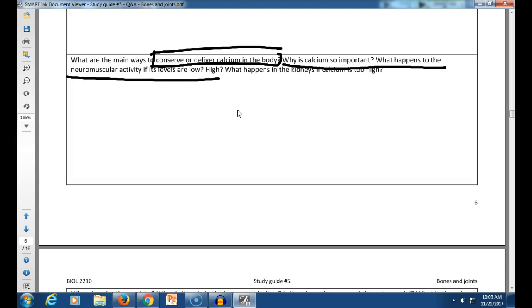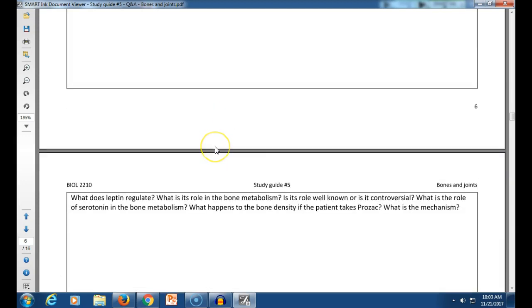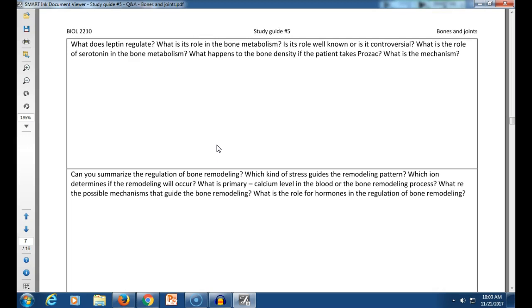What happens in the kidneys if calcium is too high? Kidney stones. Okay. Leptin regulates appetite. Okay. Role in the bone metabolism? The role of leptin in bone metabolism is controversial.